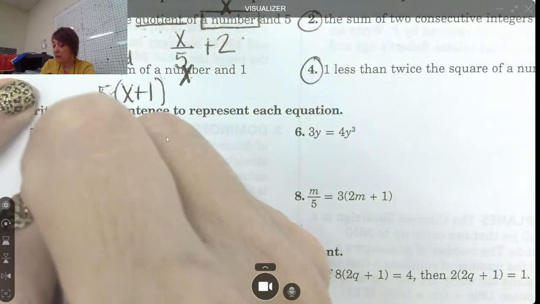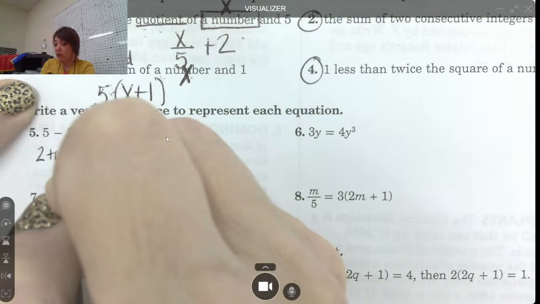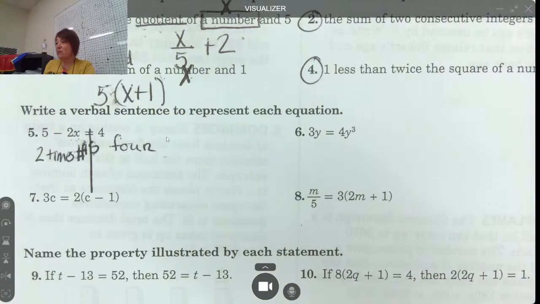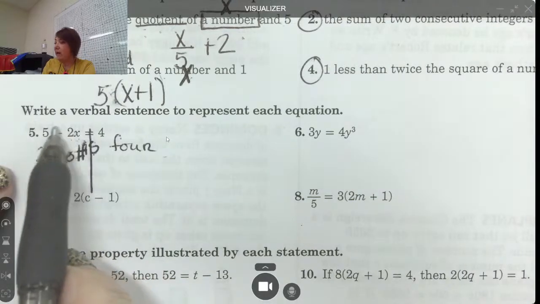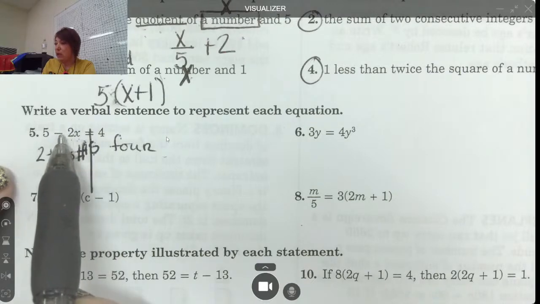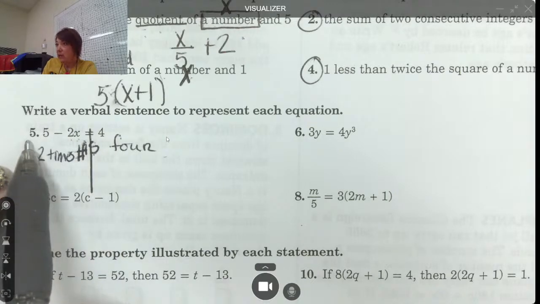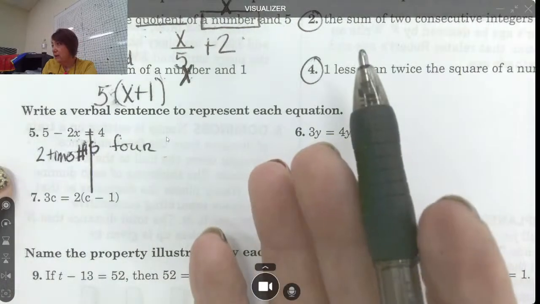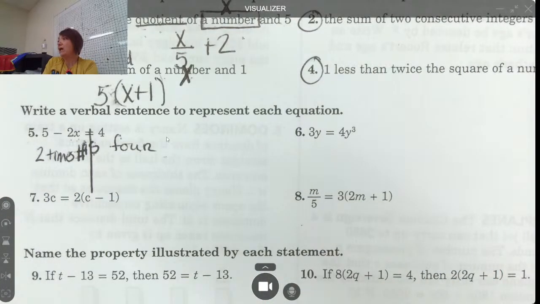2 times, and then I'm going to abbreviate because I don't have a lot of room. In this classroom, if you see that symbol, it does not mean hashtag, it means number. Long before that was a hashtag, that meant number. And then what are we doing to that stuff? So it's being subtracted from 5, right? So we would say 5 less than 2 times a number.